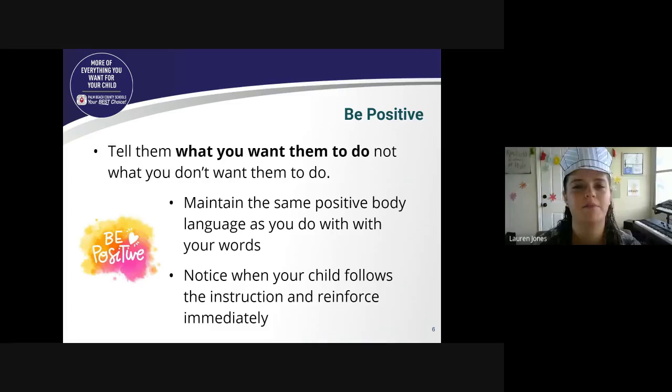It's also important to be positive. Tell them what you want them to do, not what you don't want them to do. Another example of this is instead of saying, stop running, you can tell them, please walk. Maintain the same positive body language as you do with your words. It's also so important to notice when your child is following the instruction. If you ask them to do something and they comply, make sure you are rewarding them and reinforcing them immediately.